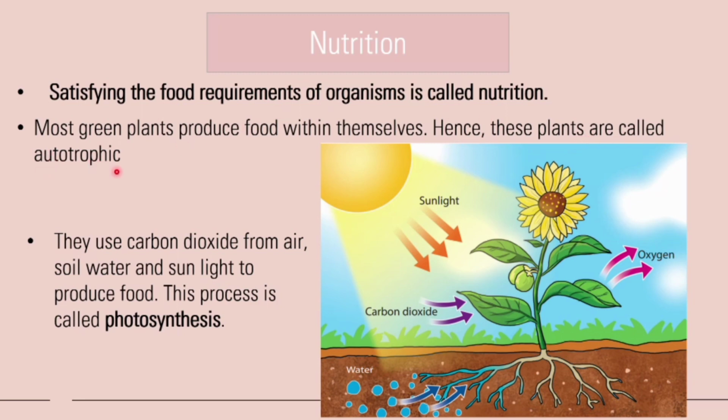This may be a question for your exam also. Okay. They use carbon dioxide from air, soil, water, and sunlight to produce food. This process is called photosynthesis. You can see the plant is getting sunlight, carbon dioxide, water, and soil, and releasing oxygen, right? Here, what is the main function of the plant leaf? That is photosynthesis. I think you can understand this process also.